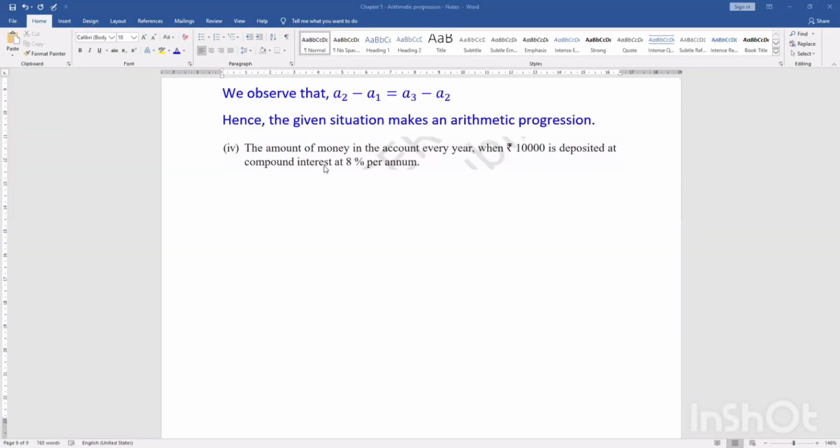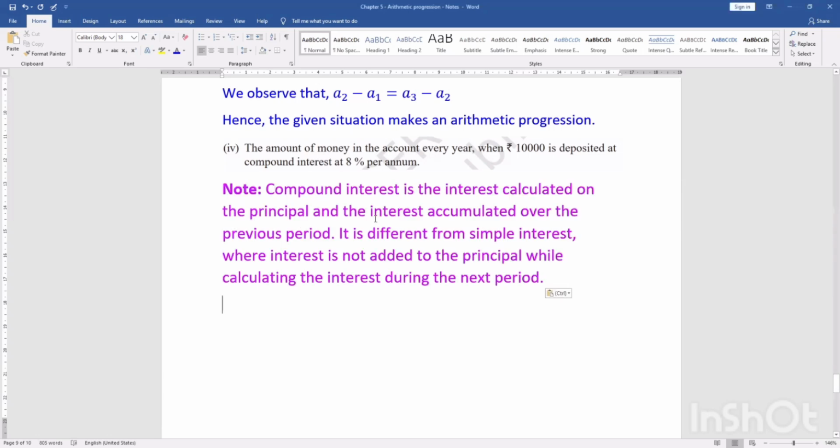Now let's take the next problem. The amount of money in the account every year when rupees 10,000 is deposited at compound interest at 8% per annum. So now what is compound interest? So here goes the definition. Compound interest is the interest calculated on the principal and the interest accumulated over the previous period. It is different from simple interest, where interest is not added to the principal while calculating the interest during the next period.